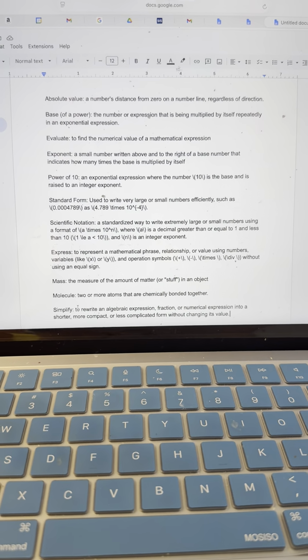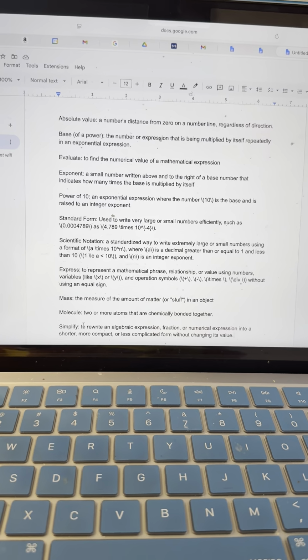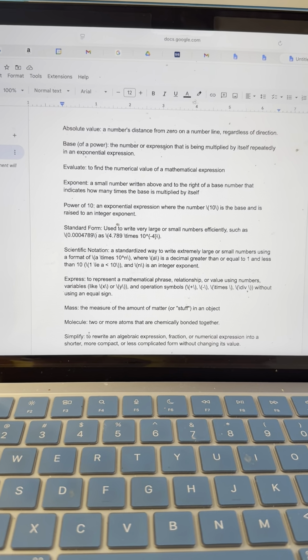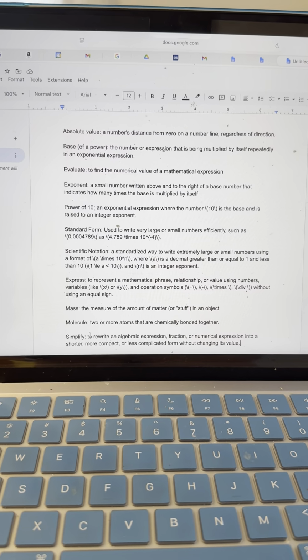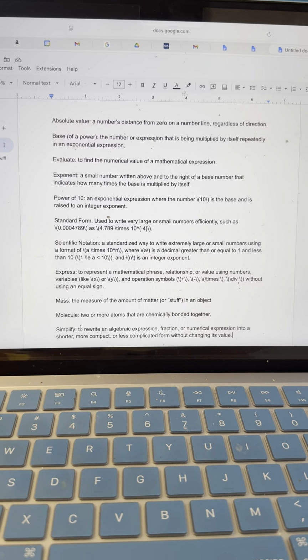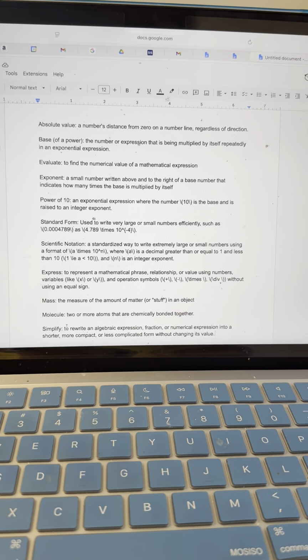So here we have absolute value, a number's distance from 0 on a number line regardless of the direction. So if you're going 10 units left, you still have a distance of 10. If you're going 10 units right, you still have a distance of 10. So that is always going to be positive.